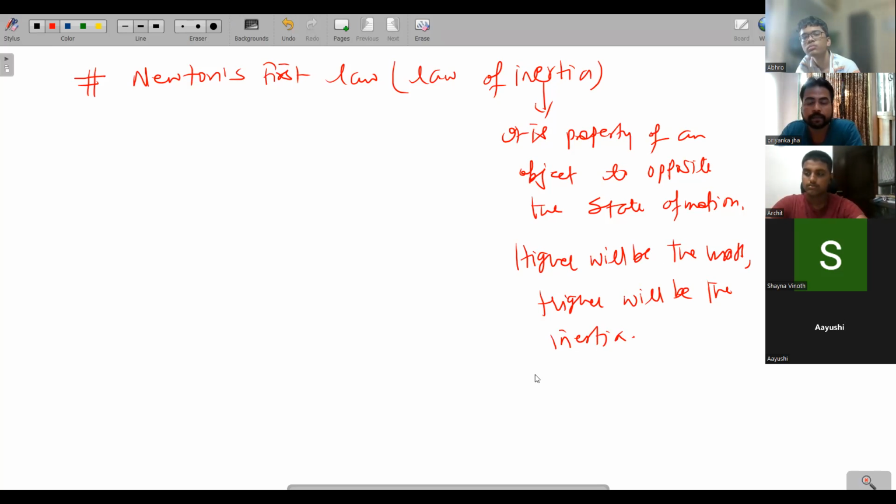So what does Newton's first law say? Newton's first law says that any body, any object, wants to maintain its uniform motion or rest until some external force is applied on that body. You can note it down: as per Newton's first law, any object wants to maintain its uniform motion or rest until some external force is applied.